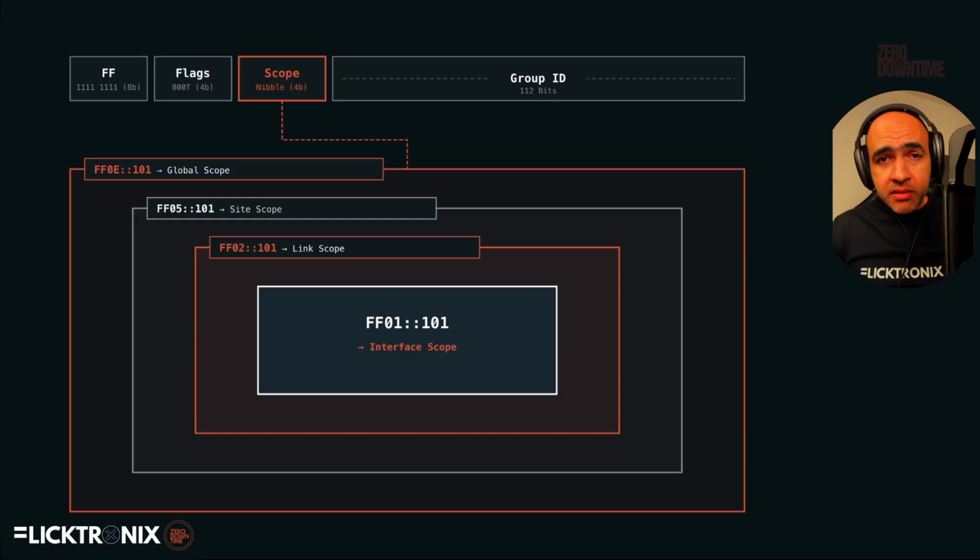The scope field is significant. v6 doesn't merely say this is a multicast address. It could encode where that multicast scope is intended to exist. Interface only, link only, admin local, site local, organization local, or global. The same group ID could appear at different scopes. So, for example, you could see FF01 colon 101 and FF02 101 or FF05 101 and so on. The group ID is the same, but their propagation scope is different.